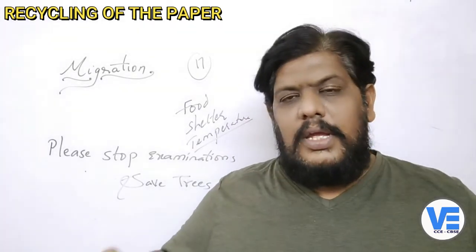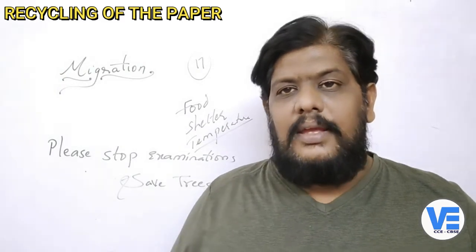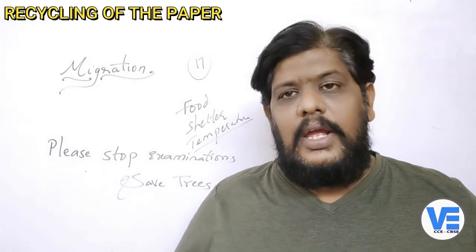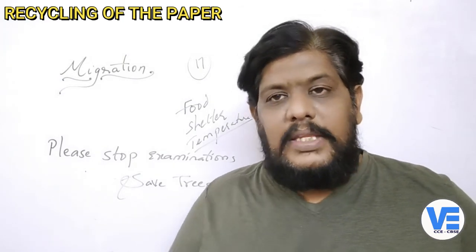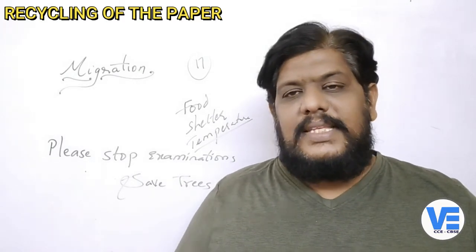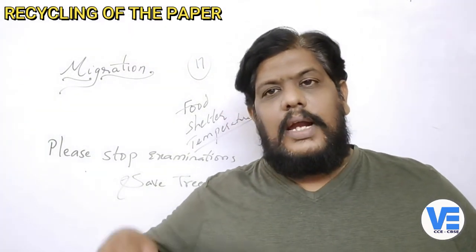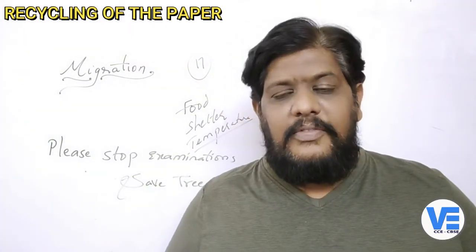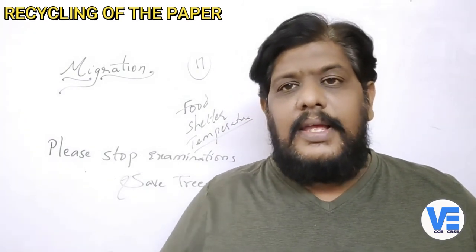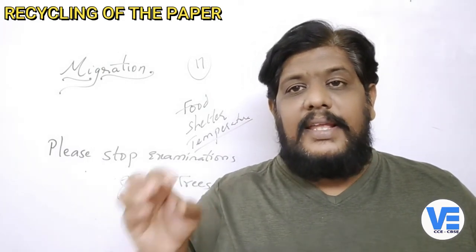Just assume how many children are there in the whole world, and how many papers do they really need. Just assume how many trees are being cut every day to make papers, textbooks, notebooks and whatnot. Several trees are being cut every day. Using more paper involves cutting down more trees, and not only that, but also usage of many chemicals, some harmful chemicals. And whatever paper you take, you can recycle it at least 5 to 7 times.